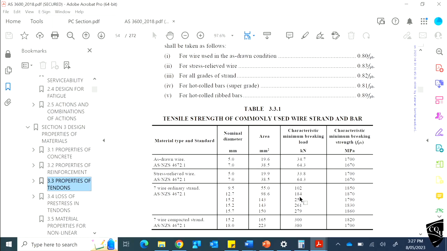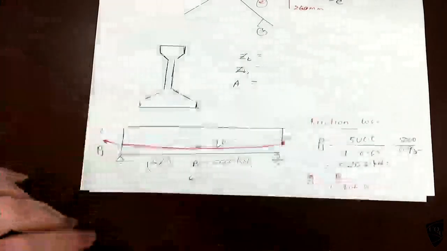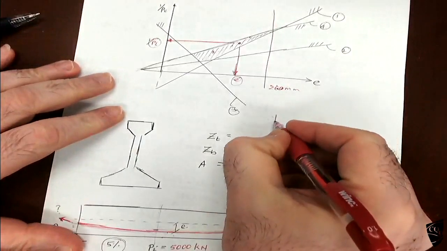So what does that mean? At 184 kilonewton, it will break, fail. So if you want to apply 5263, you may need lots of strands, isn't it? Each one can go up to 184. But another important thing here is the strand properties.